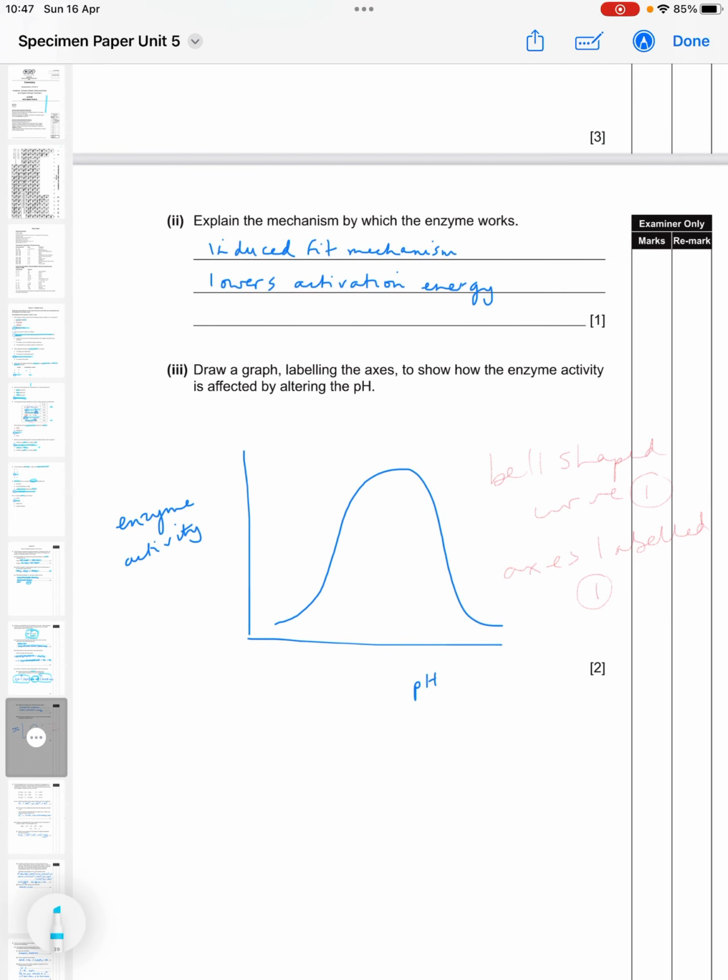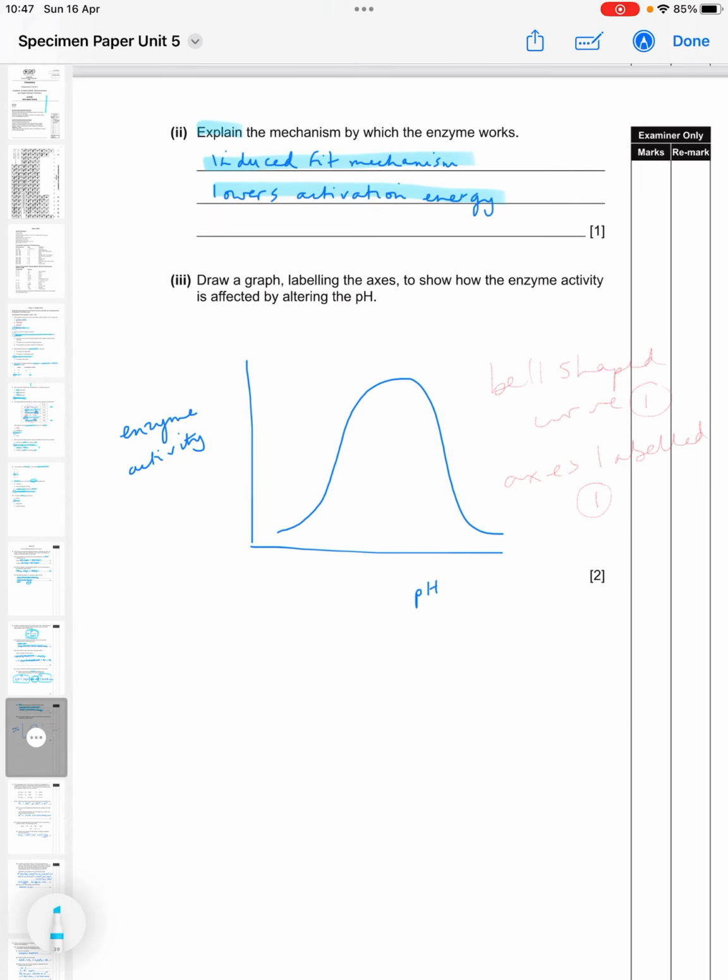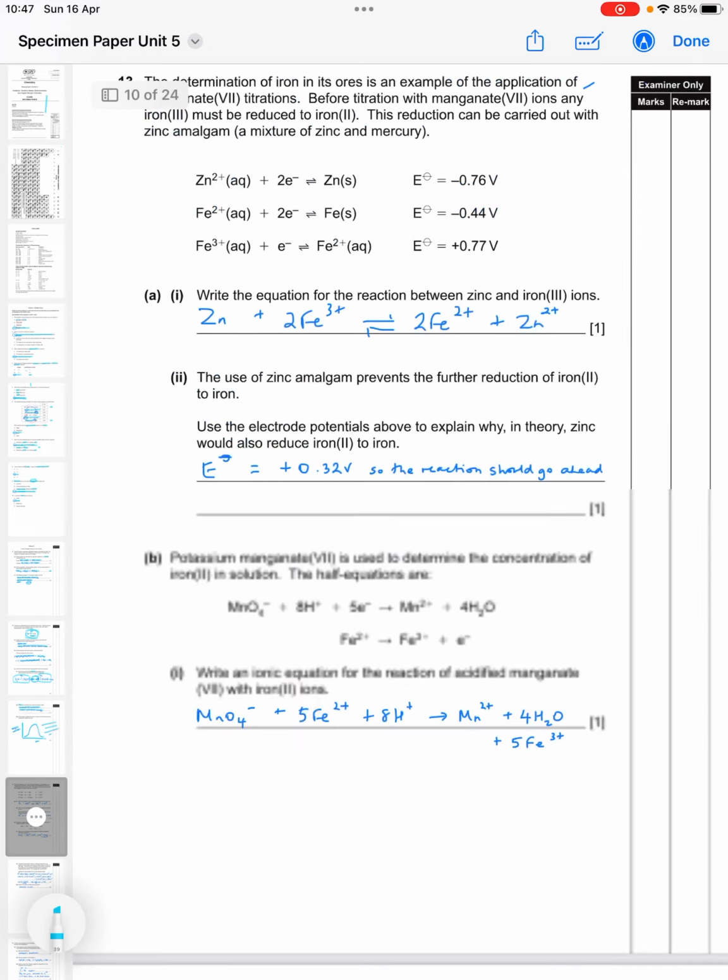So explain the mechanism by which the enzyme works. Well, it's the induced fit mechanism, and explaining that it lowers the activation energy. And then draw a graph labelling the axes to show how the enzyme activity is affected by altering the pH. So really what we're showing here is that there's an optimum pH. I've got enzyme activity on the y-axis, and pH on the x-axis, and I've drawn a bell-shaped curve. In the mark scheme, it just said bell-shaped curve, 1 mark, and then the axes labelled is your other mark.